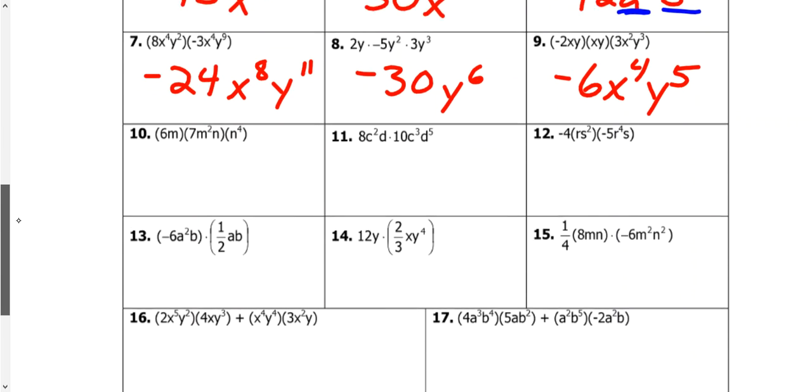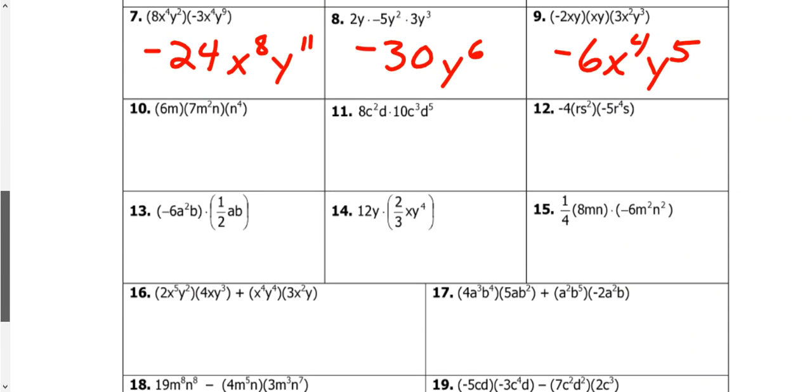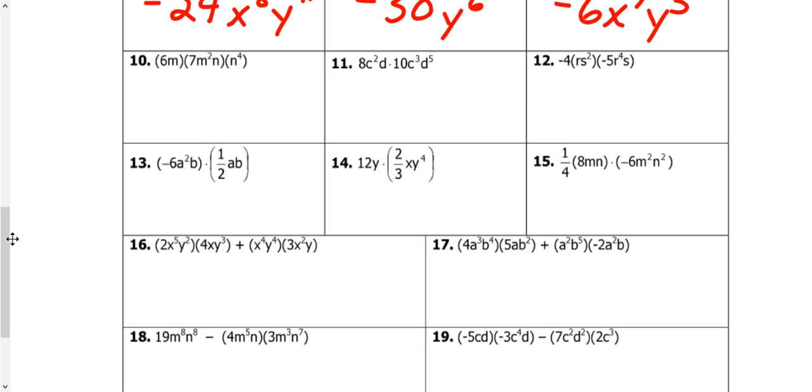So hopefully that makes sense when you look at the rest of the answers on this example sheet. When we look at the rest of the ones on the sheet, see if you can go ahead and follow that same rule. And don't be scared by numbers 16 through 19. It looks very complicated with all those extra letters or variables in there, but it's not that difficult.